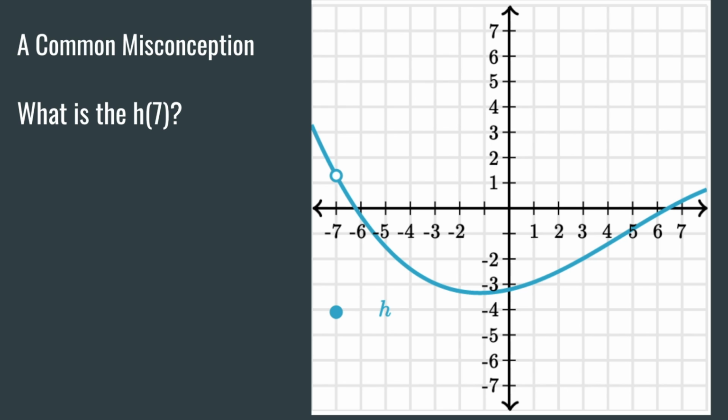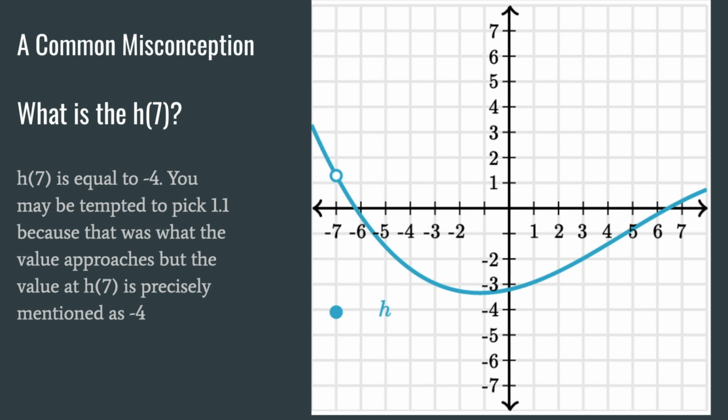Alright, so a common misconception is some people put down -4 as their answer. And that would be totally correct if the question asked what is the answer to h of 7, because h of 7 is equal to -4. You may be tempted to pick 1.1 because that was what the value approaches as x approaches -7, but the value at h of 7 strictly is mentioned as -4. So please don't make that mistake.